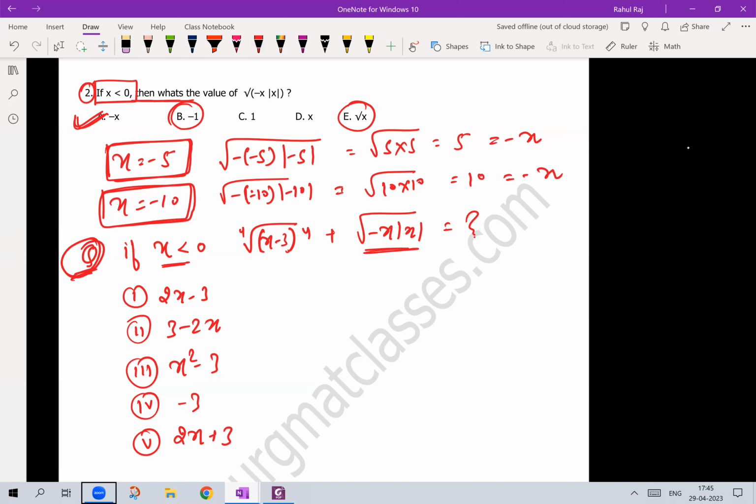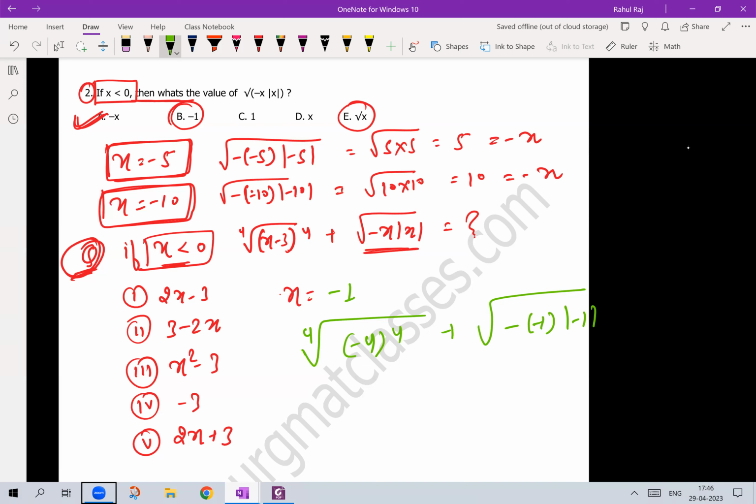I'm just asking you to put x is equal to -1 entirely. Because they have told you x is less than 0, I'm asking you to put x is equal to -1 or any value that you want to assume for yourself. I'm taking -1 because it's an easier one. So I'll get -4 to the power 4, and this is 4 plus negative of -1. The -4 to the power 4 is 4 to the power 4. That is 4 plus 1, that is 5. Now you put -1 over here, you will get 5. This is the easiest way to do it.